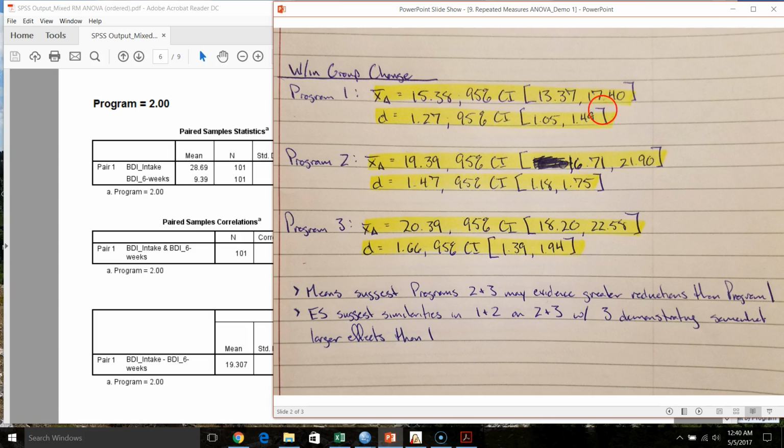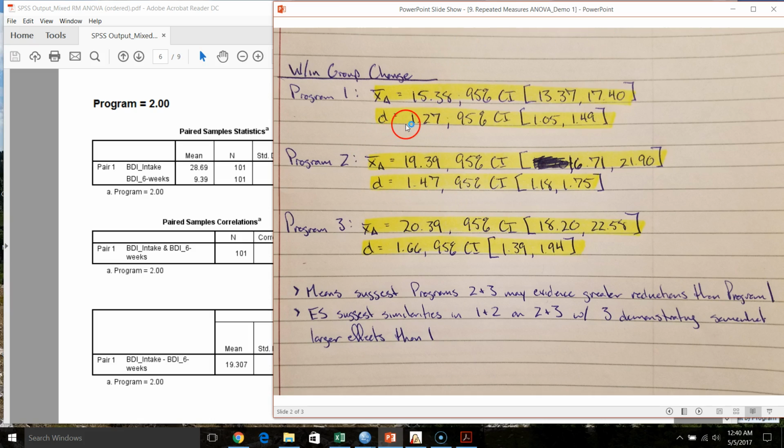So again, if you think about that Cumming and Finch article where we're looking at comparison of our confidence intervals, it looks like, at least based on our mean reduction, that we may have some evidence of Program 2 looking maybe a little bit more effective than Program 1. Still clear reductions across both of these, but maybe Program 2 is doing a little bit better than Program 1.